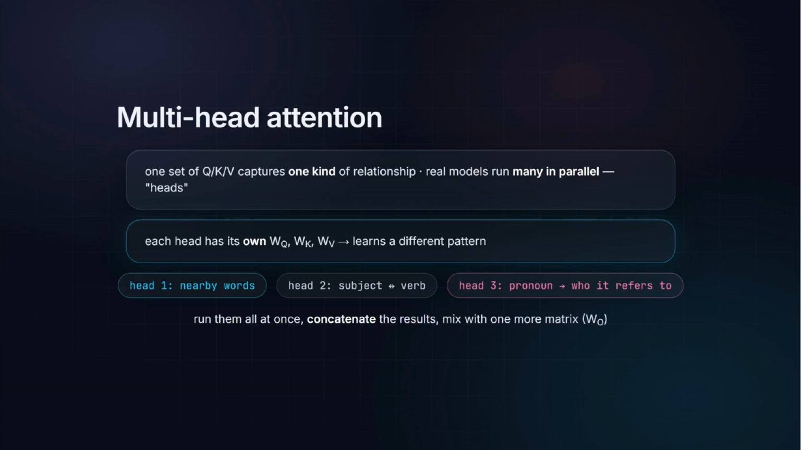They all run at the same time, their outputs get concatenated, and one final matrix, WO, from the matrices video, mixes them back together. A GPT-style model uses dozens of heads in every layer, dozens of simultaneous viewpoints on the same sentence. That's where a lot of the richness comes from.